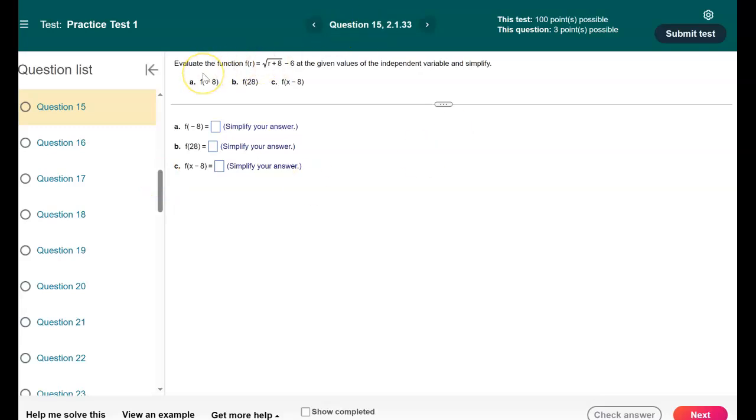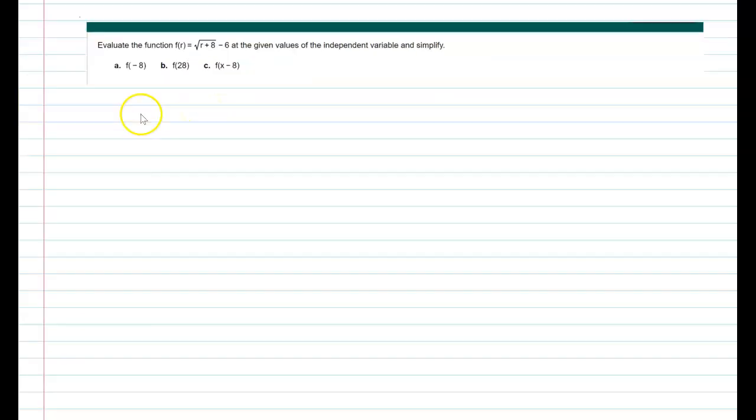Now let's consider the following question. Evaluate the function f of r equal to the square root of r plus 8 minus 6 given the values of the independent variable, and then simplify. All right, let's go ahead and solve this.